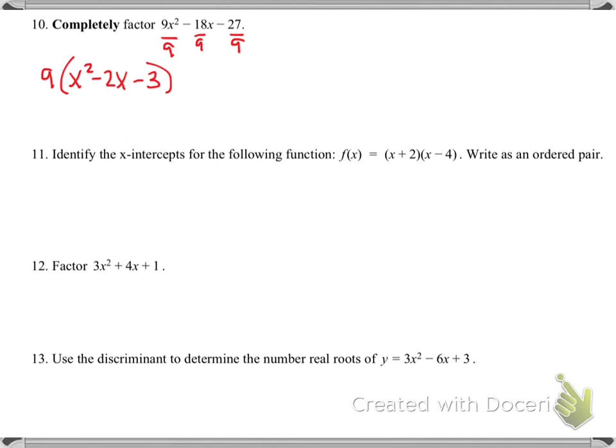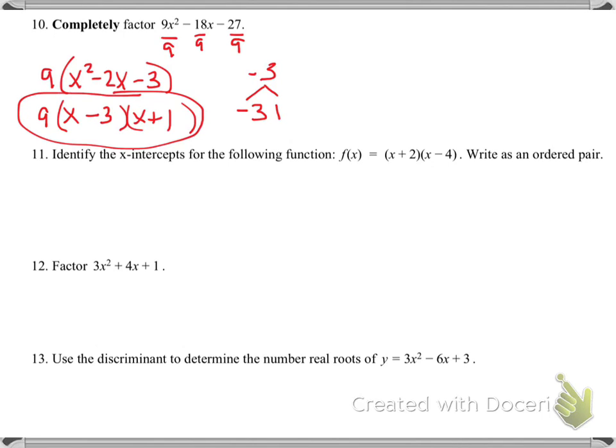Now, since my a term is 1, I can go directly into two binomials with my shortcut. I have my x's in front, and now I have to think, what two numbers multiply to negative 3 and add to negative 2? Oh, negative 3 and 1. Okay, so negative 3 and a positive 1. And that's my entire thing.